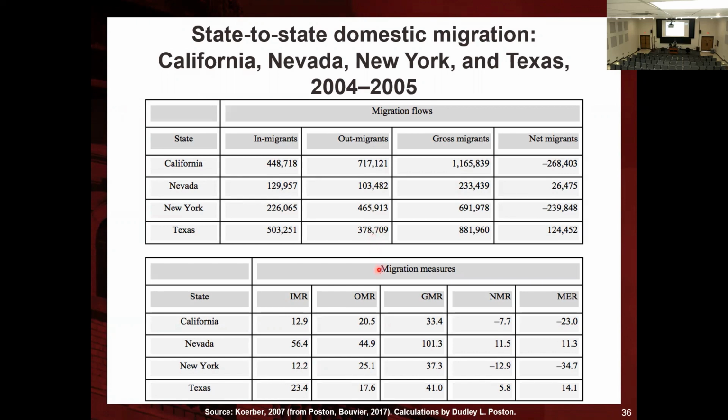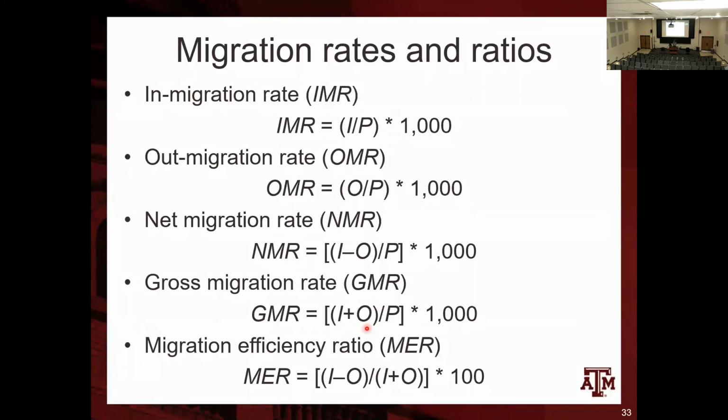And then we can estimate the indicators. For the in-migration rate, we just get this information here and divide by the size of the overall population in California. For the out-migration rate, we get the number of out-migrants and divide by the population in California. In both of these cases, we multiply by 1,000, right?